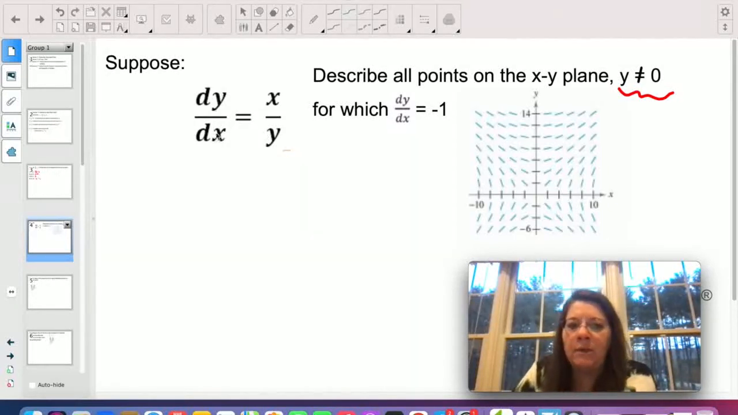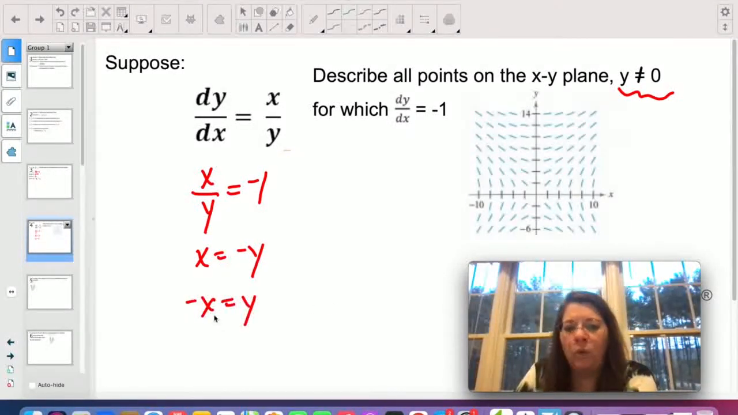Well, we know that dy over dx equals x over y. So to figure out all the points where the slope of the tangent line equals negative 1, couldn't we just replace dy over dx with what it equals, negative 1, and then solve the equation for y? So that's what I'm going to do. We have x over y equals negative 1. If we multiply the y on the other side, and then divide by the negative to get y by itself, we will have the condition that causes us to have a slope of negative 1.